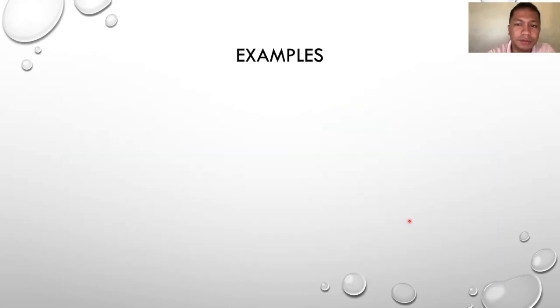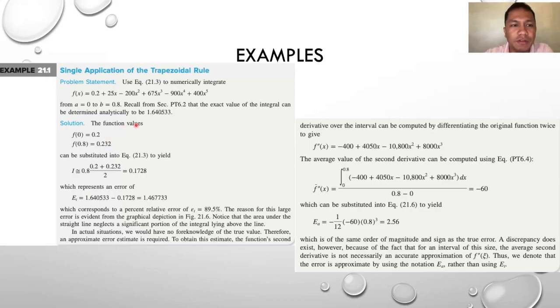So for example, this is the single application of the trapezoidal rule. The problem statement is: use equation 21.3 to numerically integrate this function from a, which is equal to 0, to b, which is equal to 0.8, and recall from section PT 6.2 that the exact value of the integral can be determined analytically, which is equal to 1.640533. So the function values are, when f is equal to 0, let's go back here.